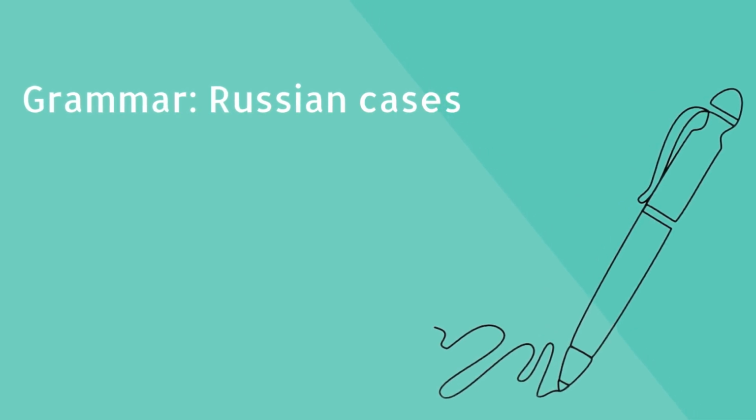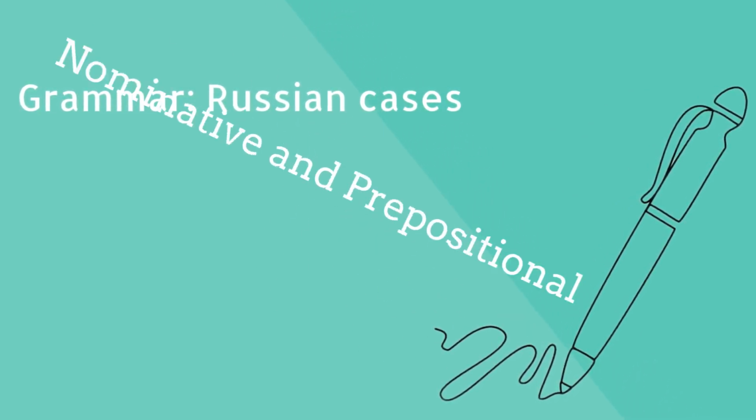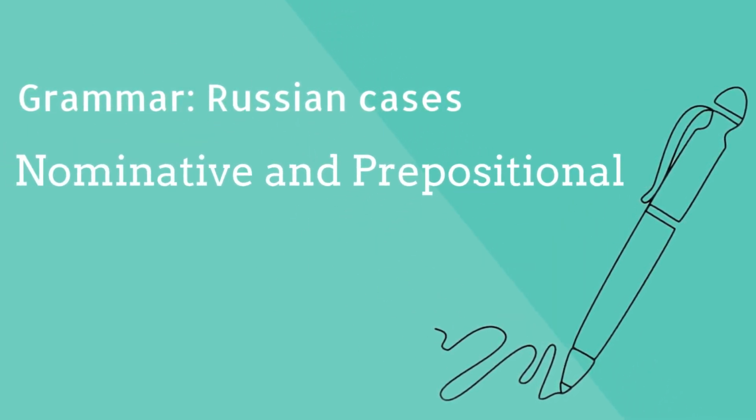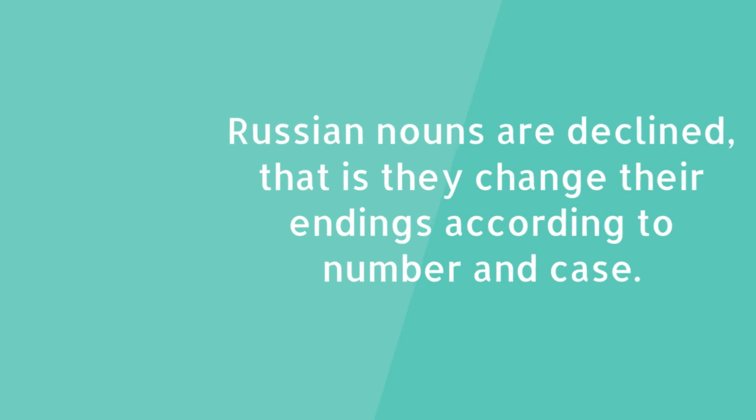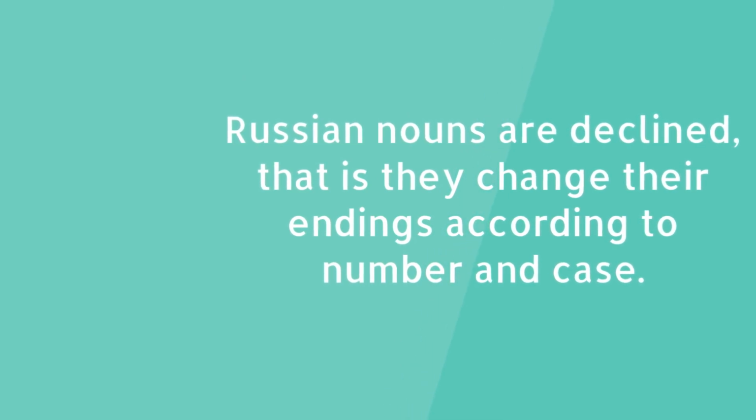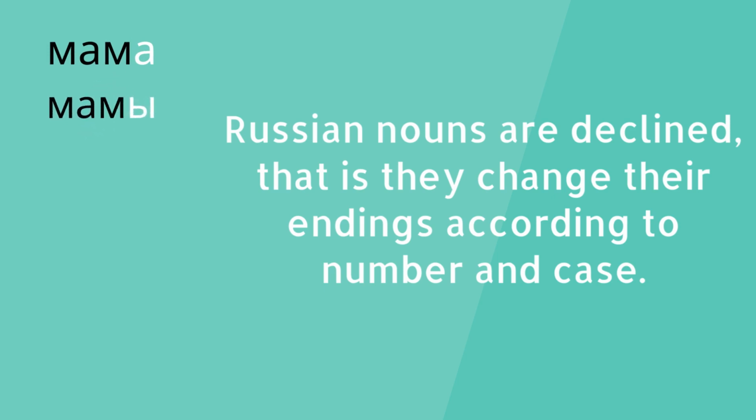Grammar. Russian cases. Nominative and prepositional. Russian nouns are declined. That is, they change their endings according to number and case. Мама, мамы, маму.